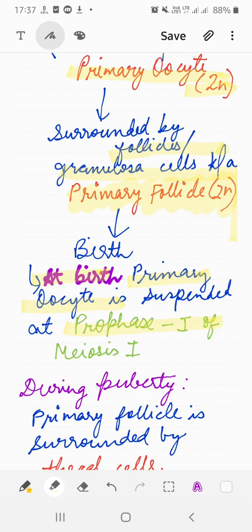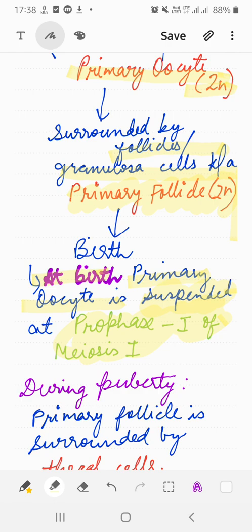During birth, meiosis 1 has started but is suspended in prophase 1, meaning it is not completed but started. It remains suspended till puberty, and during that phase from birth till puberty, degeneration of the primary follicles takes place. There is no increase in the cells, only the follicles degenerate, and we are left with 60 to 80,000 follicles.